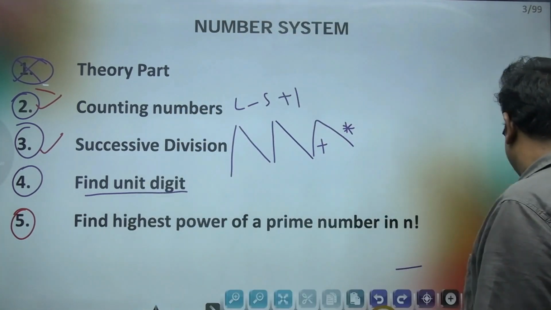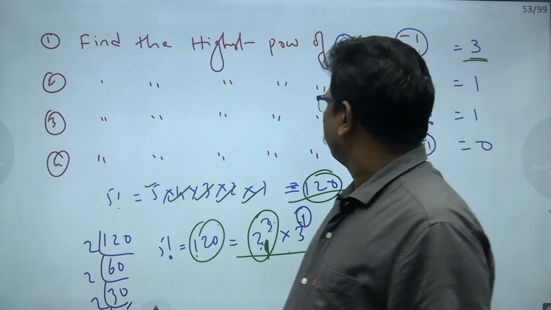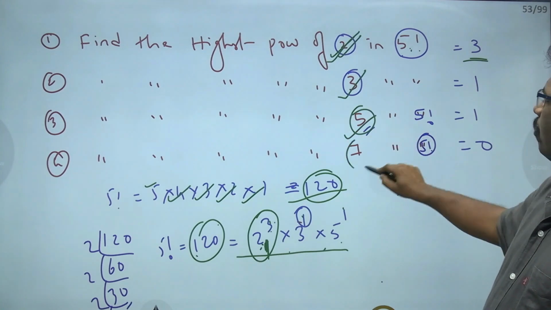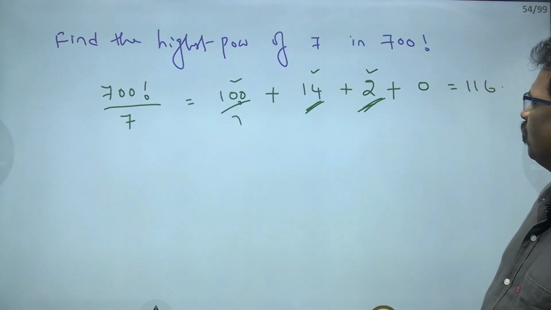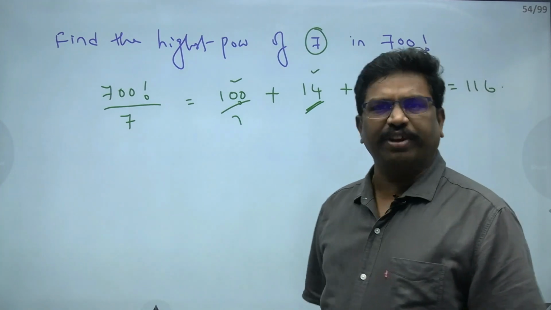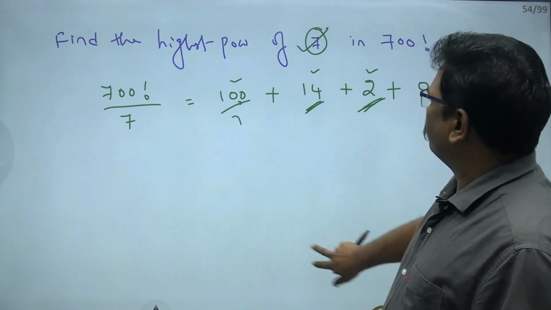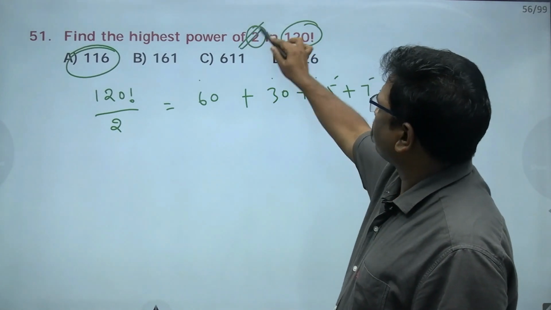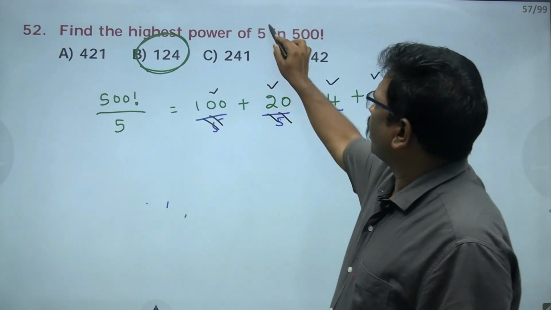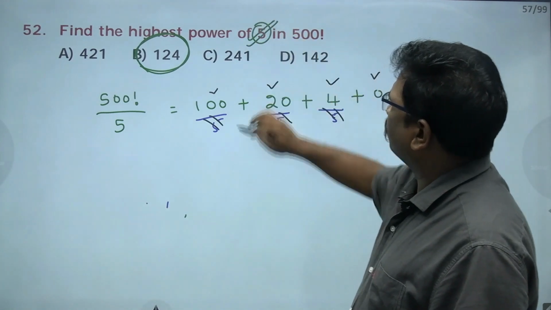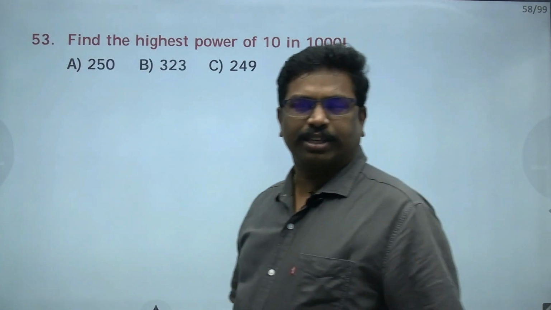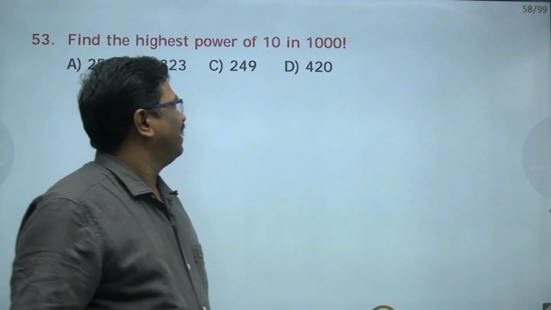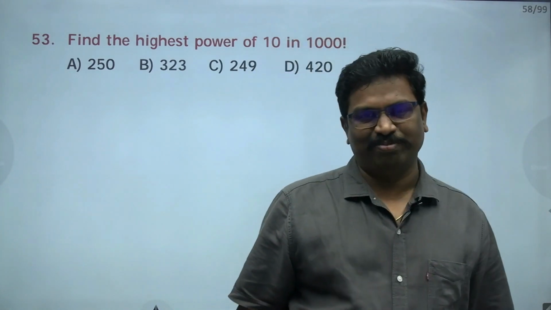Now look. 2 is a prime number, 3 is a prime number, 5 is a prime number, 7 is a prime number. I'm asking the highest power of 7 in 700 factorial. 7 is a prime number. I'm asking the highest power of 2 in 120 factorial. 2 is a prime number. I'm asking the highest power of 5 in 500 factorial. 5 is a prime number. This time I'm asking the highest power of 10 in 1000 factorial.